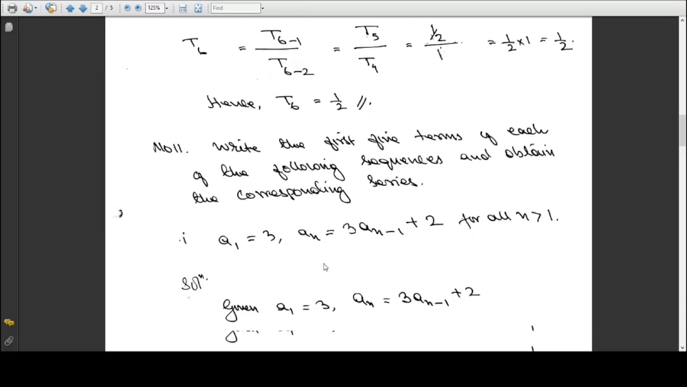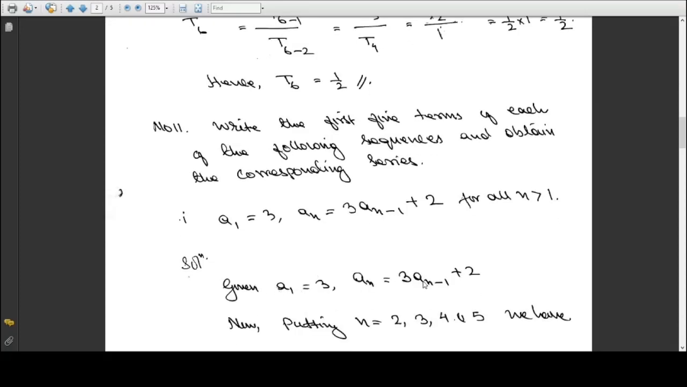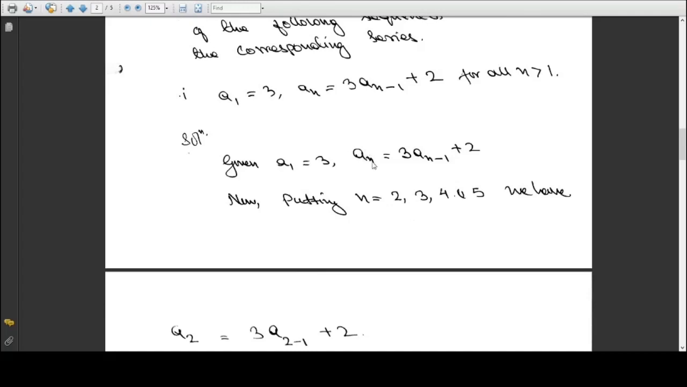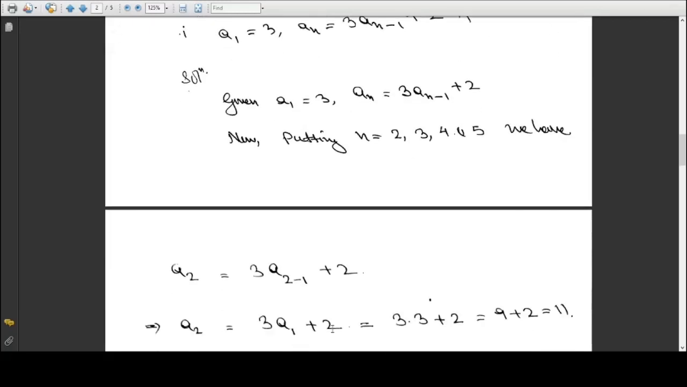Okay. Now this is what is given. Putting the value of n to be 2, 3, 4 and 5, in this rule we are putting the value of n by 2 first. a2 is 3a(2 minus 1) plus 2, which is 3a1 plus 2. Now what is the value of a1? a1 is given as 3. This means 3 multiply 3 plus 2. 3 multiply 3 is 9, plus 2 gives us 11.